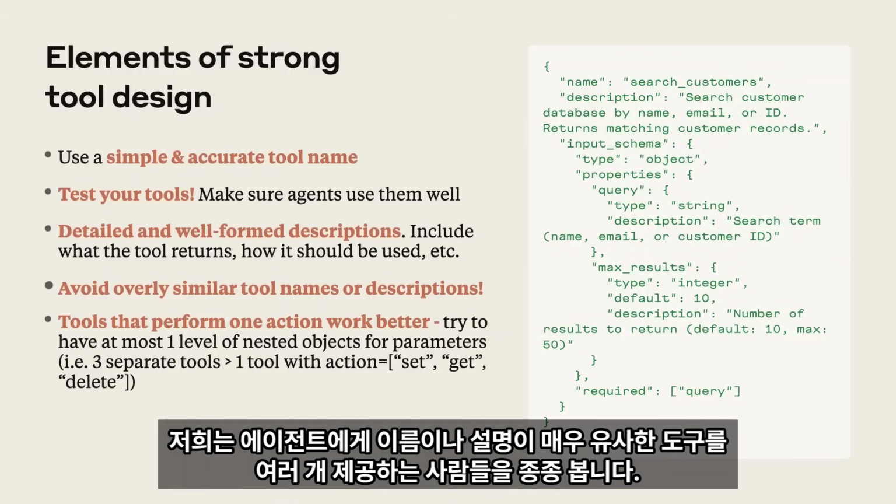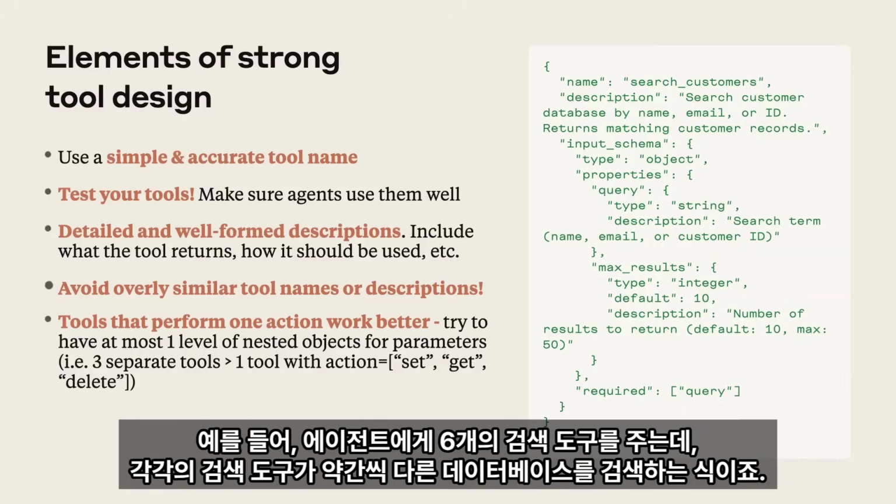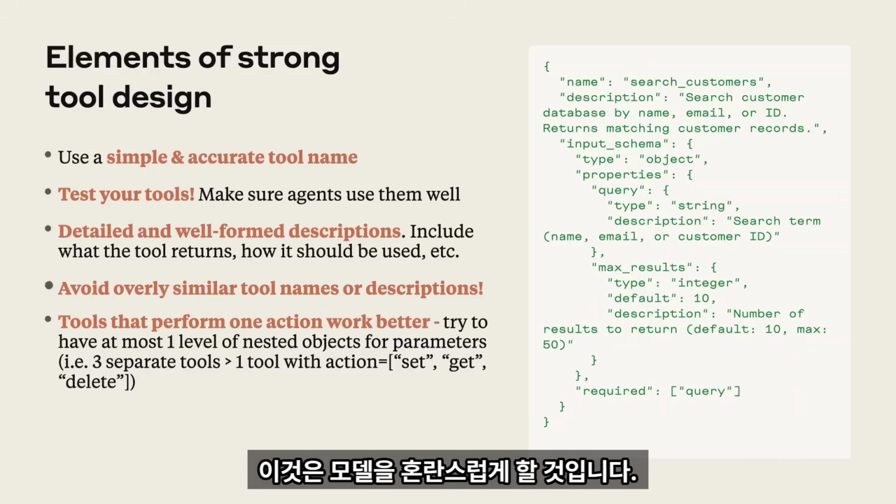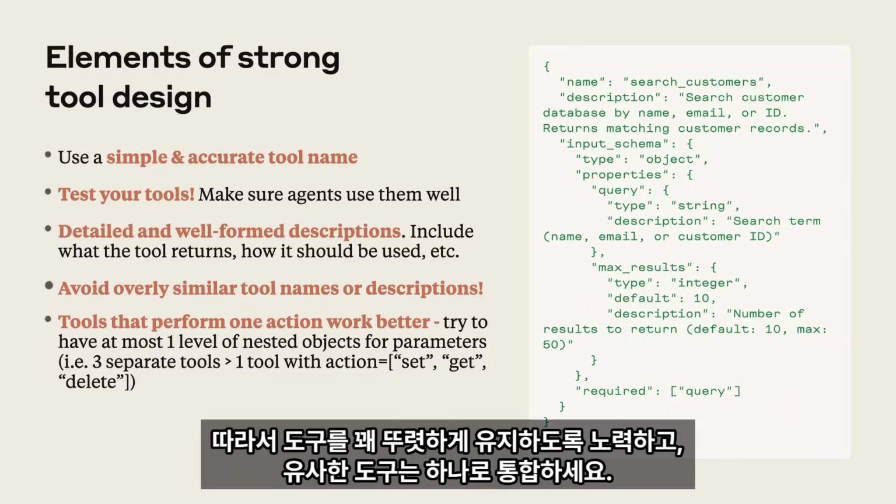We also often find that people will give an agent a bunch of tools that have very similar names or descriptions. So for example, you give it 6 search tools, and each of the search tools searches a slightly different database. This will confuse the model. So try to keep your tools fairly distinct and combine similar tools into just one.